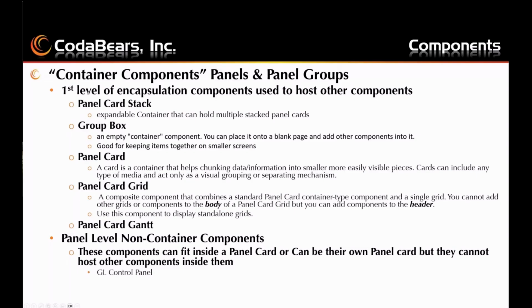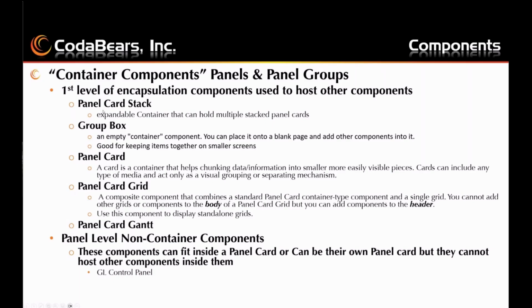So these are all of the options you have for that. There's a panel card stack, a group box, a panel card, and a panel card grid. There's also a panel card Gantt. Now, all of those are containers because they can hold another component within them. There is a panel level non-container component. So a GL control panel can just go on the form without anything else needed. So it doesn't have to be nested into something, but there isn't any place to put any additional components. So you can't put buttons in the header or anything like that.